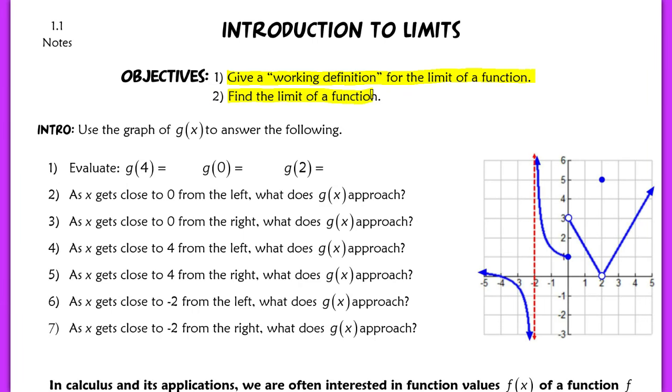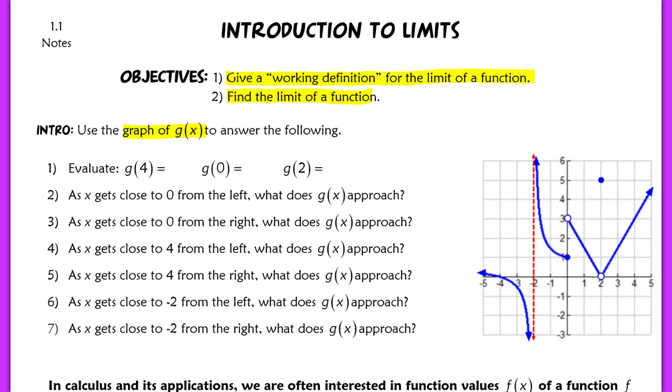So let's first explore the concept of a limit of a function by first answering some questions about the graph of g of x, which is a piecewise defined function here. Okay, let's begin with our first example. Let's evaluate g of 4. So in other words, I want to evaluate our function g at x equals 4. So I'm going to go to x equals 4, and it looks like at x equals 4, the y output, g of x, is 3. So we get g of 4 is equal to 3.